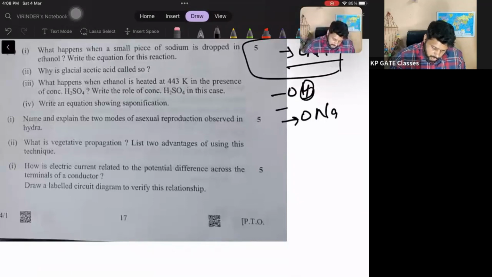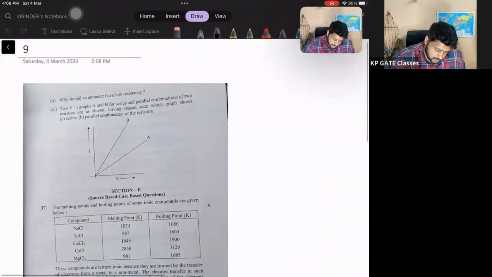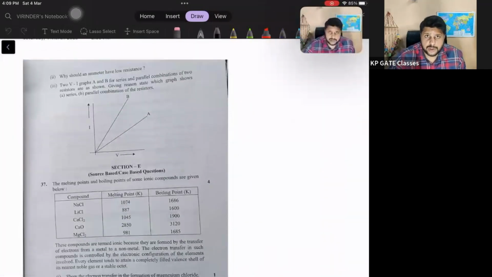Vegetative propagation, list its advantages. How is the electric current related to the potential difference? Simple, they have asked Ohm's law. Draw a labelled circuit diagram to verify this relationship. Again, Ohm's law, simple question. The next question: why should an ammeter have low resistance, so that it does not consume the current? Because it is connected in series.